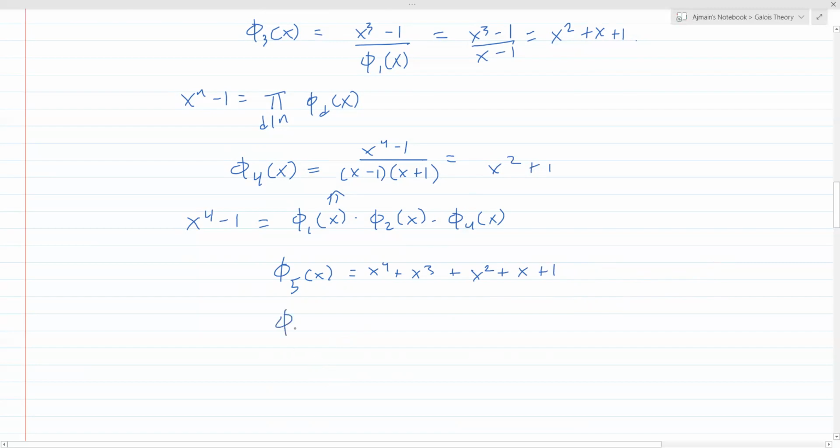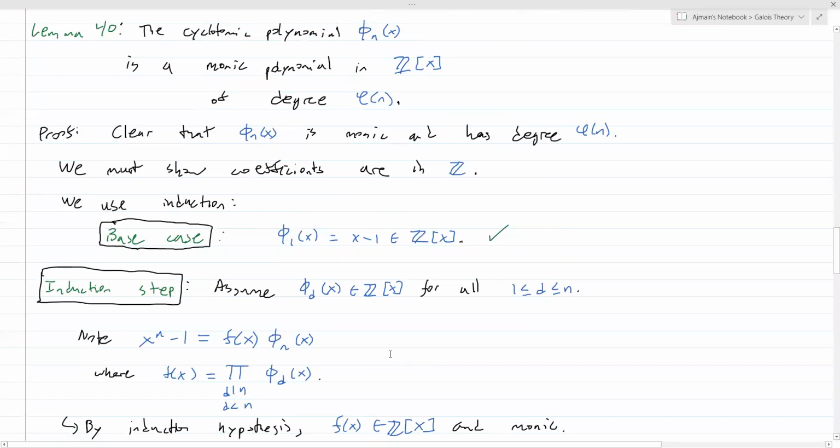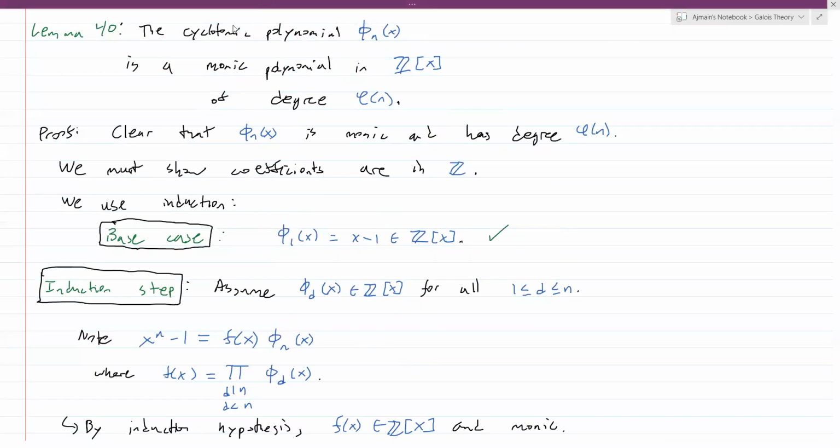Now phi 6 of x is x squared minus x plus 1, because you're dividing x to the 6 minus 1 over phi 1 of x, phi 2 of x, and phi 3 of x. Those are all the factors less than 6 going into 6. And yeah, you can make the whole list, but now I'm going to prove in general that the nth cyclotomic polynomial is a monic polynomial with integer coefficients.